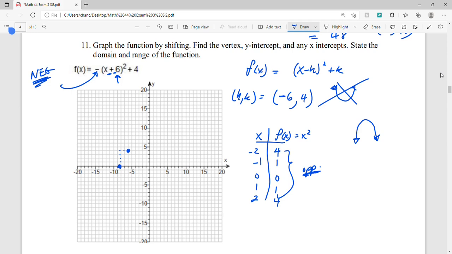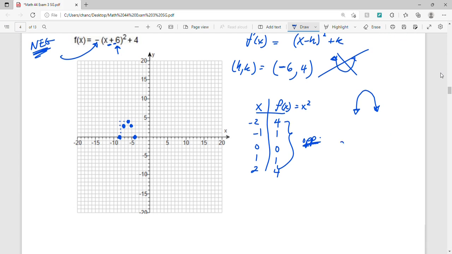Left 1, down 1. From the vertex, you always restart from the vertex. Right 1, down 1. Instead of up 1, that's the opposite. And right 2, down 4. And we got lucky again. We can actually read off the x-intercepts. The x-intercepts are located at these 2 points here. The first one is negative 8, 0, and the other one is negative 4, 0. So we have 2 x-intercepts.